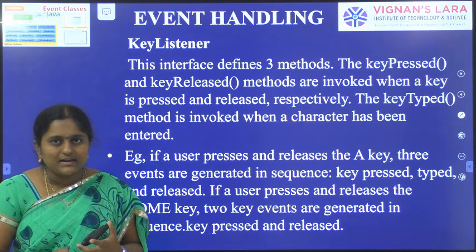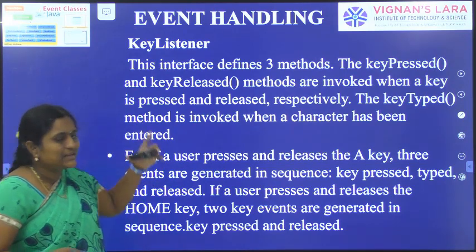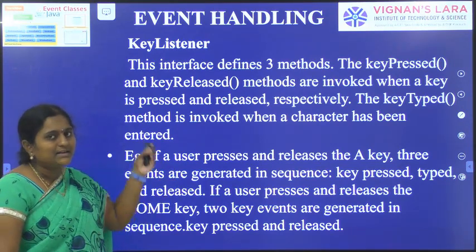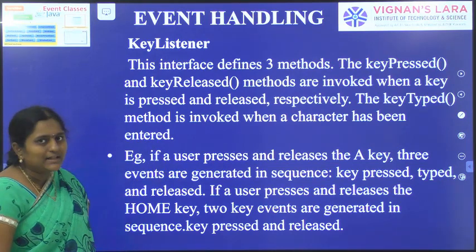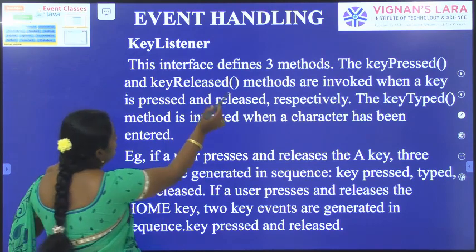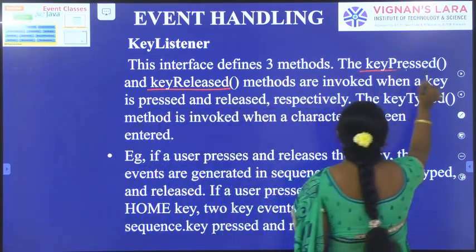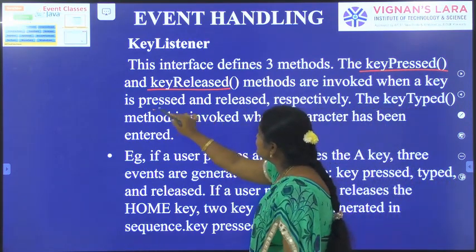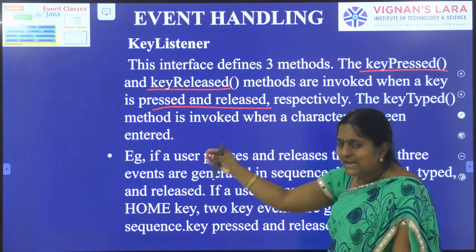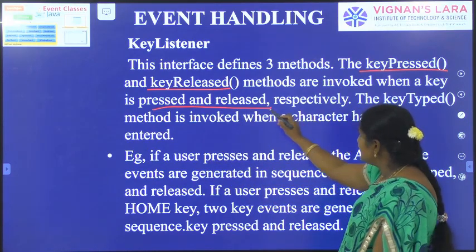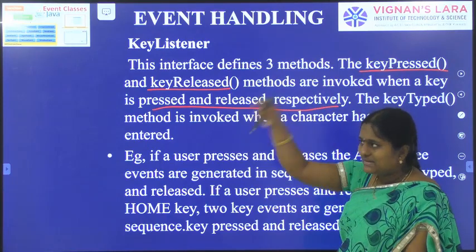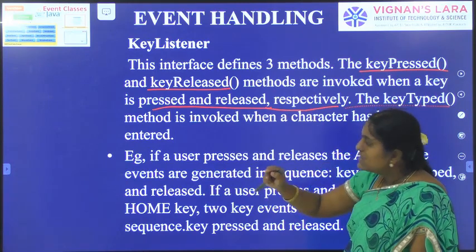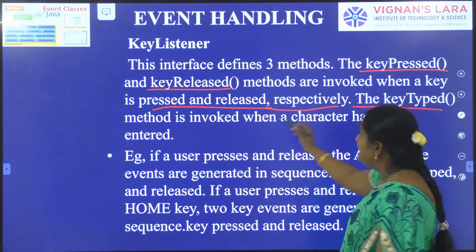In the last class we covered the event delegation model briefly. So here, KeyListener. Whenever key events are generated, the KeyListener interface is responsible for handling the events. It defines three methods: keyPressed, keyReleased, and keyTyped. The keyPressed and keyReleased methods are invoked when a key is pressed and released. Once you press the key, you can release the key also. And whenever the user types a key, the keyTyped method will be invoked.